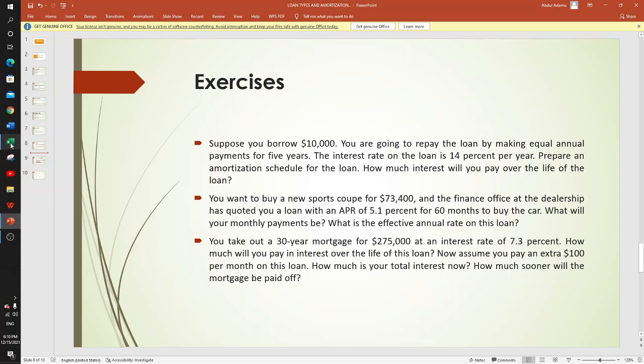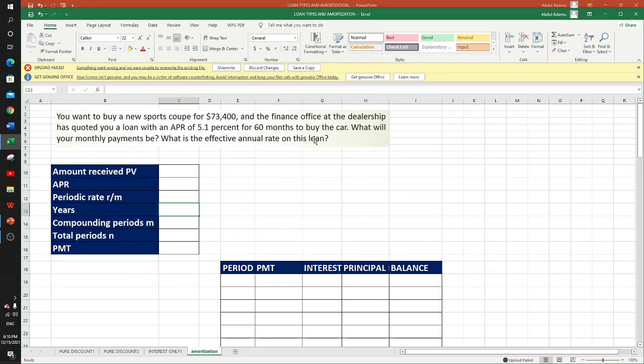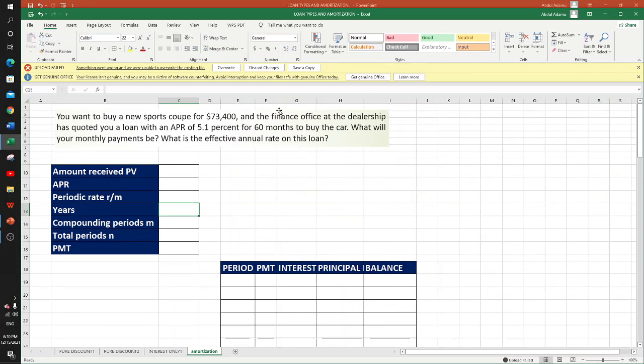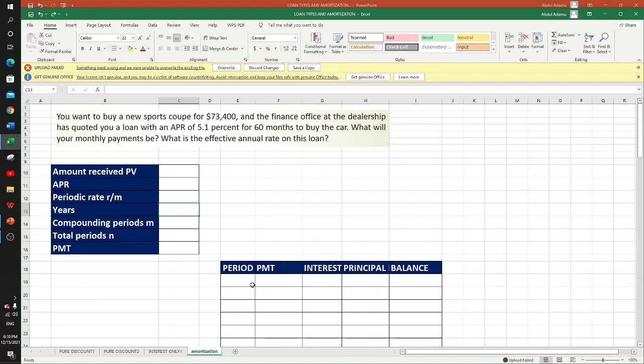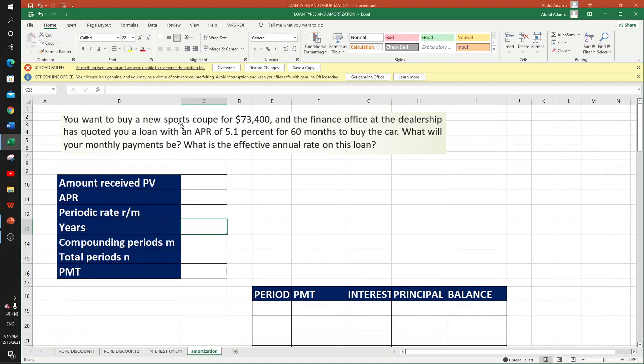Let's go to our Excel. So, amortization. This is our table, and this is how we are going to do it. The first thing: a person wants to buy a sports car that could be paid for at $73,400. That is the value today, and they finance this at the dealership. They have quoted the loan with an APR of 5.1% for 60 months to buy the car. What will your monthly payment be?